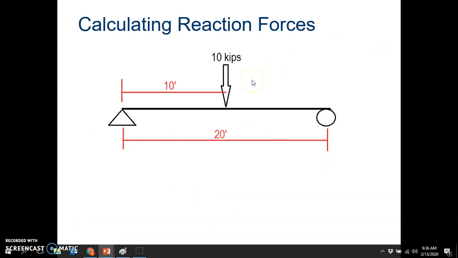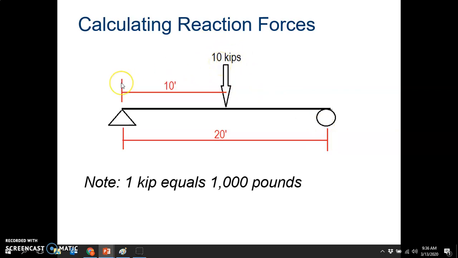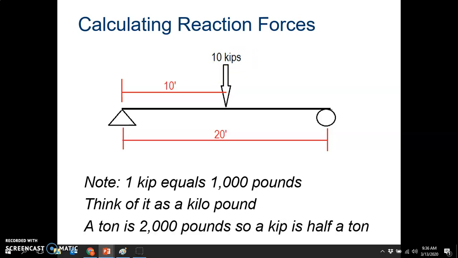Okay, so let's calculate reactionary forces. Again, you should know how to figure out what the applied force is right here. Now we're going to try and figure out what these reactionary forces are. I think this is the first time that we've introduced kip. A kip is simply 1,000 pounds. You can think of it as a kilopound. So 10 kips is 10 kilopounds or 10,000 pounds. Also, just an FYI, a ton is 2,000 pounds. So a kip would be half of a ton.